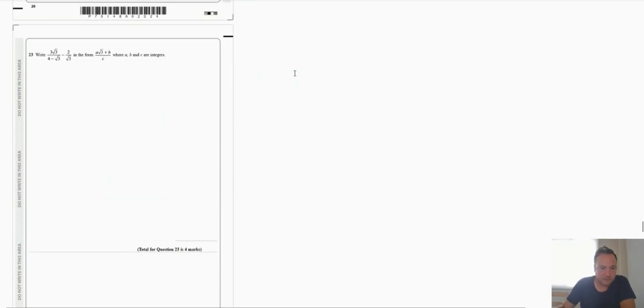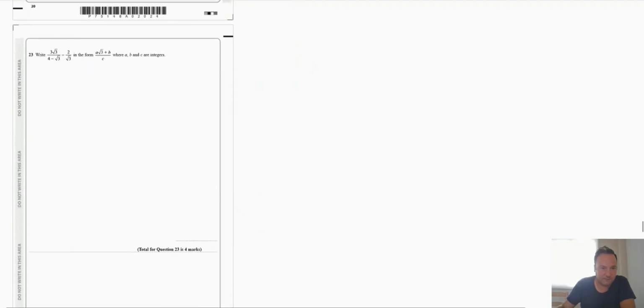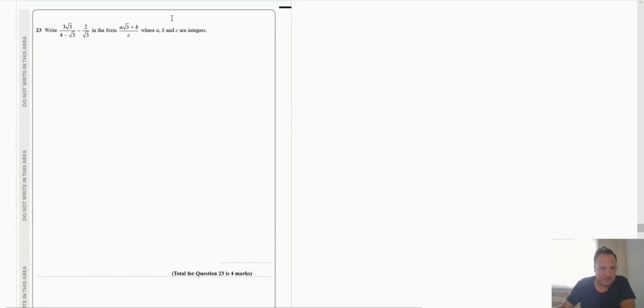Two more questions remaining. Question number 23, 4 marks this question's worth. So for this it says, write 3 root 3 over 4 minus root 3 minus 2 over root 3 in the form of a root 3 plus b over c, where a, b and c are integers. So the first thing that we need to do, we need to rationalise the denominator for both of these expressions.